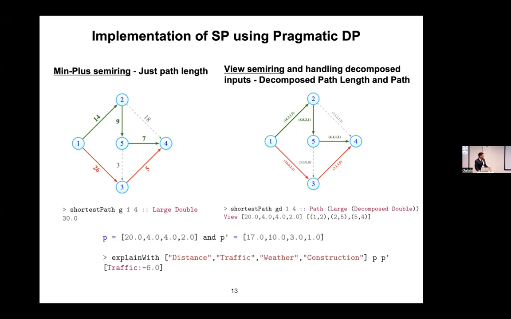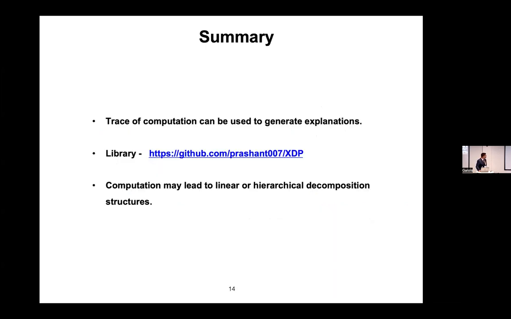And once you have that, we already know what the decomposed output is going to be for the path 1-3-4, because that is the foil. The user is going to provide that. So once we have the decomposed output for these two paths, we can use the explain-with function to tell us that traffic delay is the reason why P is better than P prime. So essentially, what have we done? Traces have been used for explaining output of programs for a long time. All we have done here is we have taken the trace of an algorithm to explain the output of the algorithm.